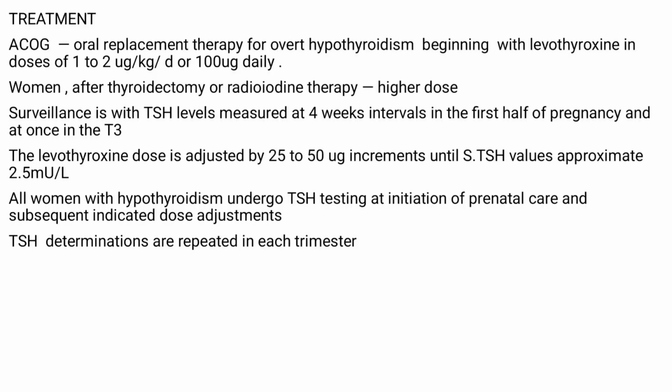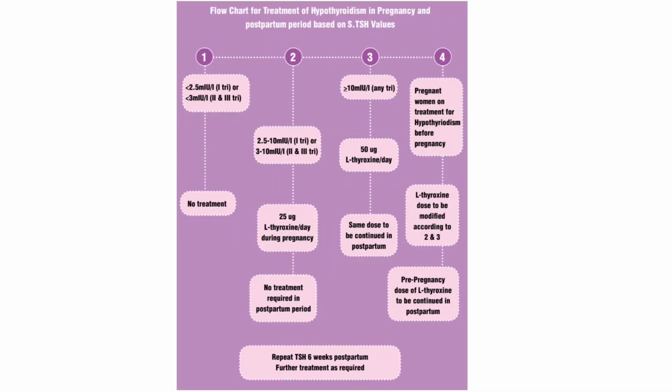So all women with hypothyroidism should undergo TSH testing at the initiation of prenatal care and subsequent indicated dose adjustment. TSH determinations are repeated in each trimester. So this is the chart for treatment of hypothyroidism in pregnancy and the postpartum period based on the serum TSH values. In the first trimester, if the levels are less than 2.5, and less than 3 in the second and third trimester, no treatment is recommended. It is in the normal range.